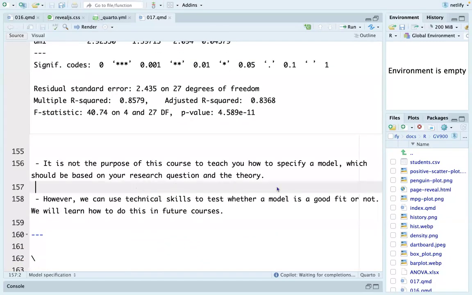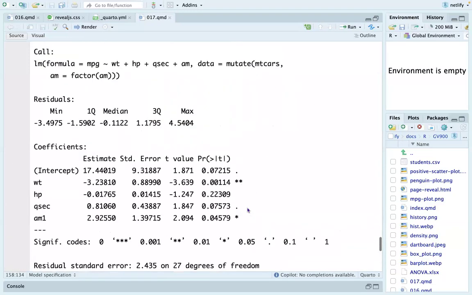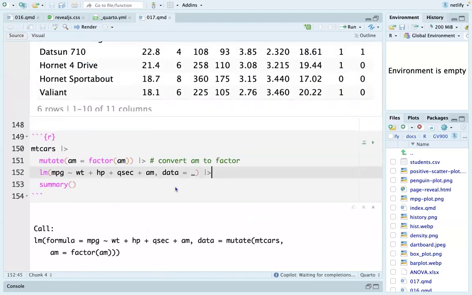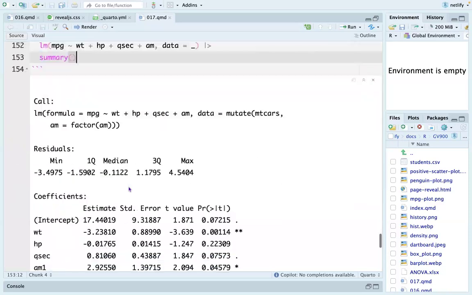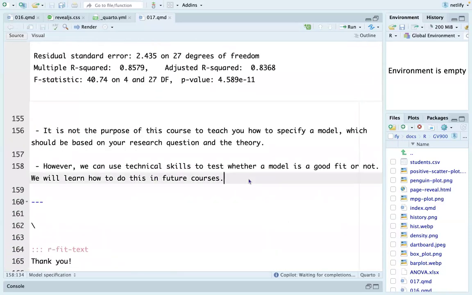So we cannot tell you in this course what kind of model or what kind of variables you should include and what kind of variables you should exclude. But once you have selected your variables, we can check with our skills to find if this model is good or bad, a good fit or a bad model. We can do that, and this will be covered in future courses.